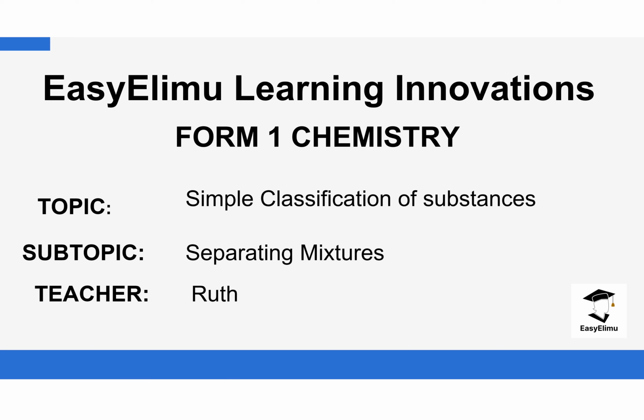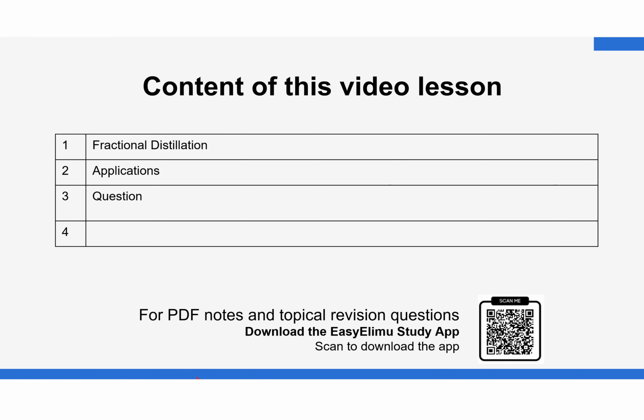So today we are going to still talk about liquid-liquid mixtures, but we are going to be discussing miscible liquids. These liquids can mix, and we are going to use a process called fractional distillation. So we are going to look at the process in detail and also the apparatus that are used for this process. We are also going to look at some of the applications of fractional distillation, and then we are going to tackle one question in regards to what we are going to discuss.